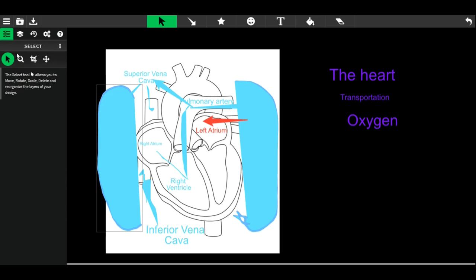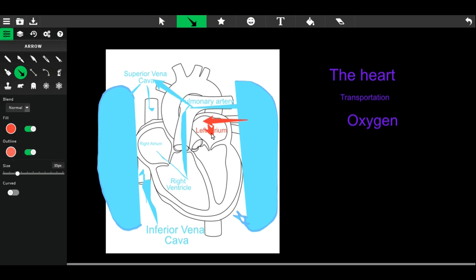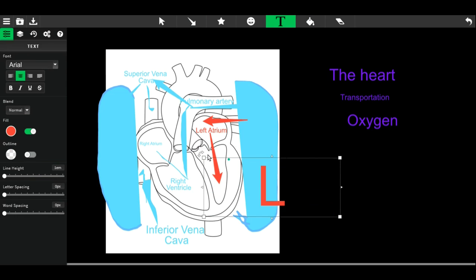And then the blood goes down into, I bet you can guess what it is, the left ventricle. And there is a valve there, which is called the mitral valve. So that is the mitral valve. And it goes down from the mitral valve into the left ventricle. Left ventricle.